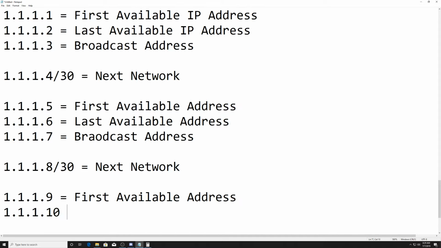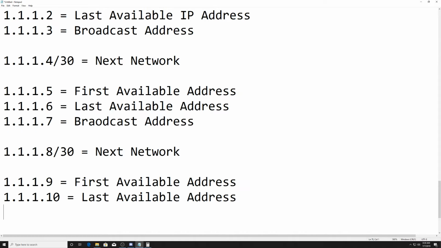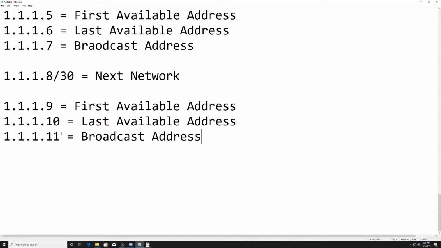That 10 equals the last available address, and you guessed it, 191.1.11 equals the broadcast address. But then this .8 network, and then of course the next network is 12, and then the next network is 16, and then 20, and then 24, and then 28, and then 32, and then 36, and then 40, and then 44, and then 48, and it just keeps incrementing by 4s.